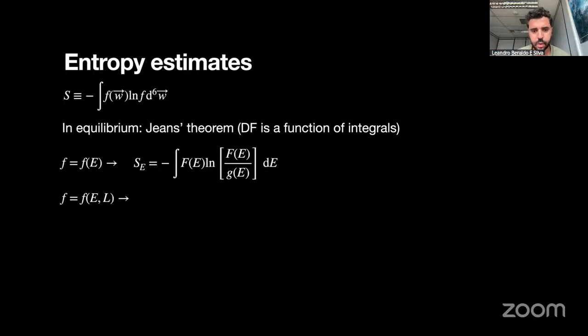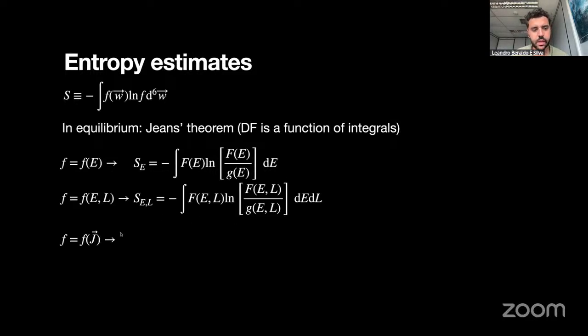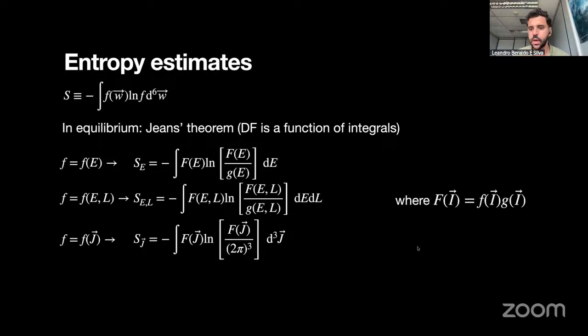It's a little bit complicated, but I'll just show some expressions. In the case your df also depends on angular momentum, for example, you have something like this. And in the case you assume the arguments of the df are action variables, the entropy reduces to this expression. Where this big F here is the real PDF of the integrals of motion. This is always your df times this density of states. All of these are only functions of integrals of motion.